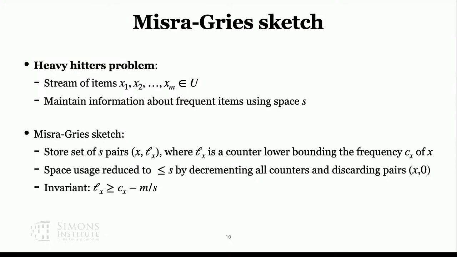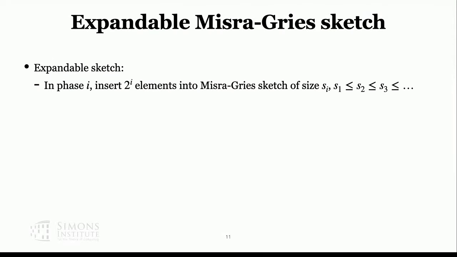So very simple idea, but it gives you actually a very good guarantee. In particular, these lower bounds are not too far off. They're guaranteed to be at least the true count minus the length of the stream divided by S. And this is more or less the best you could hope to do, because there might actually be S elements that have a frequency of M over S.